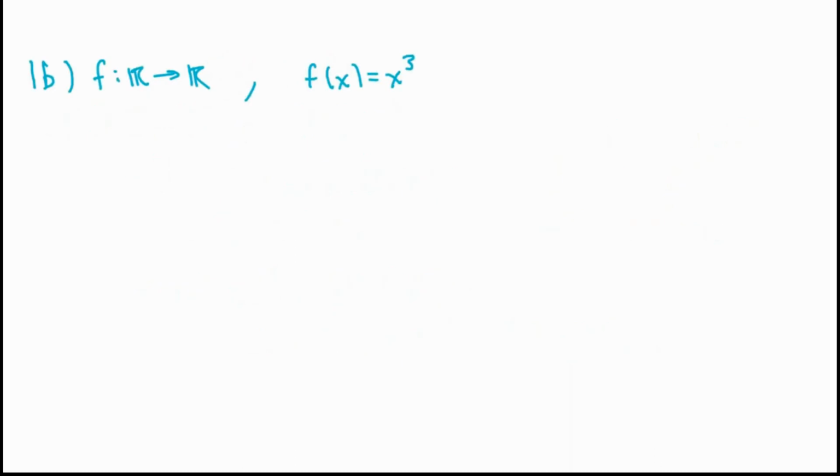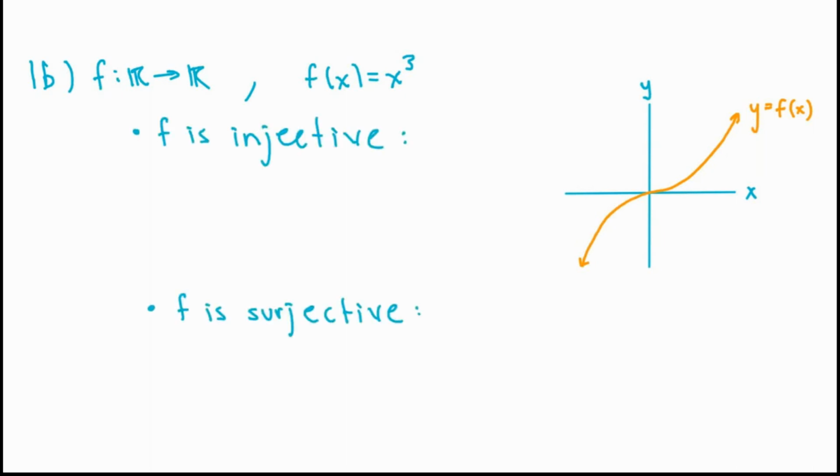For another simple example along these lines, consider the function from R to R defined by f of x equals x cubed. Now we know from calculus that the graph of this function is a smooth increasing curve that goes from minus infinity up to plus infinity. And in this example, the function f is both injective and surjective. In other words, it's a bijective function.